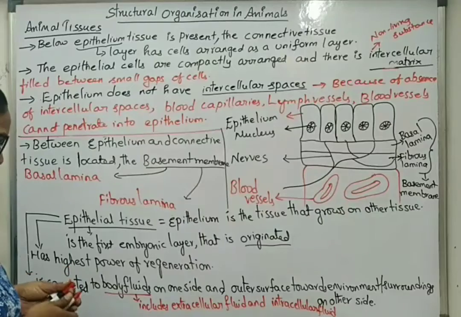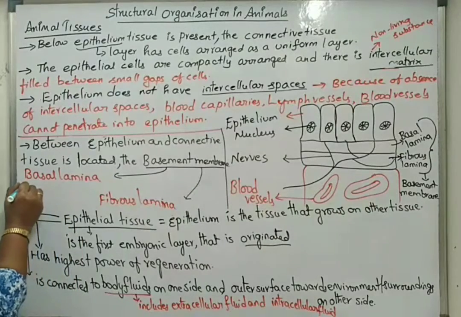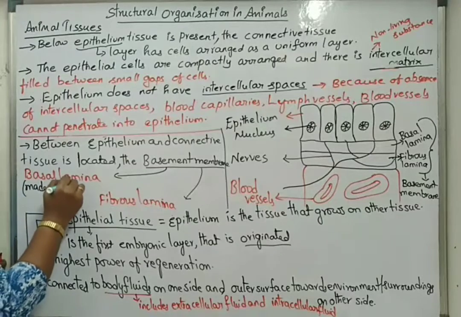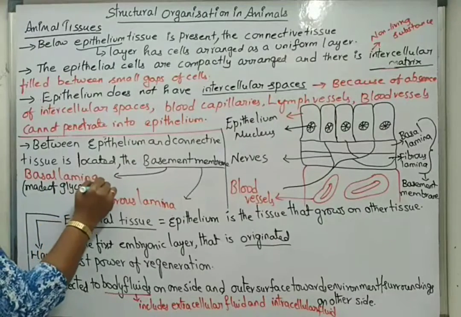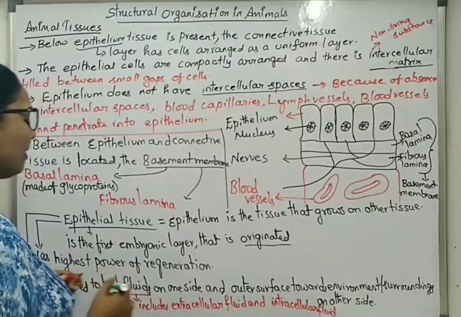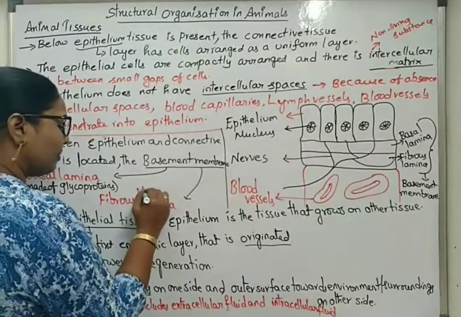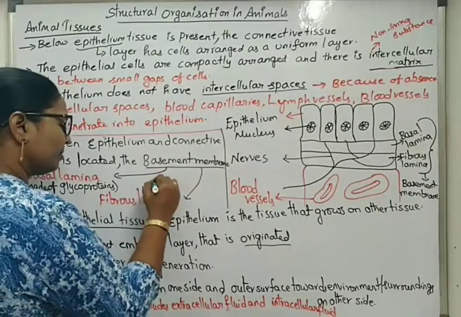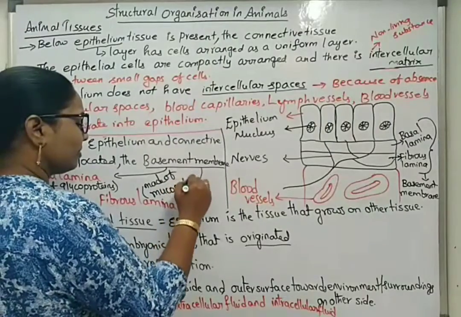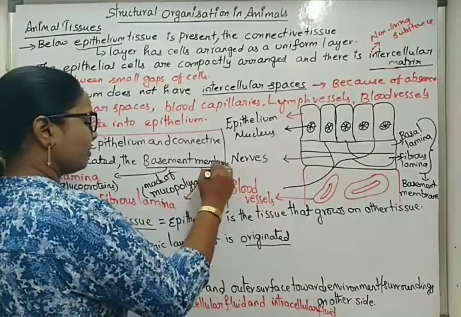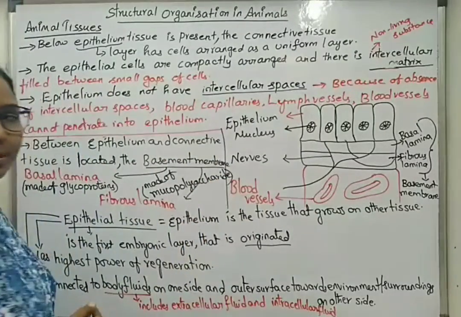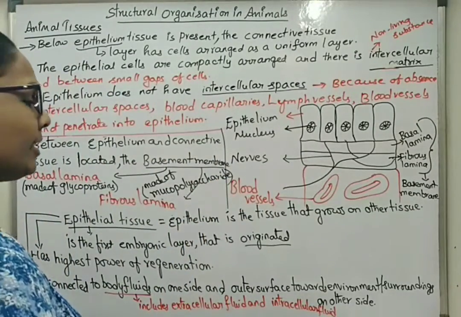Now, we'll write the chemical composition. Basal lamina is made of glycoproteins. Even the fibrous lamina also has glycoproteins, but very few. This fibrous lamina is made of mucopolysaccharides. These mucopolysaccharides are secreted from the matrix of the cells in connective tissues.